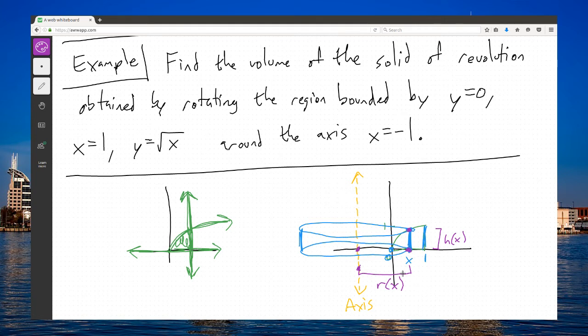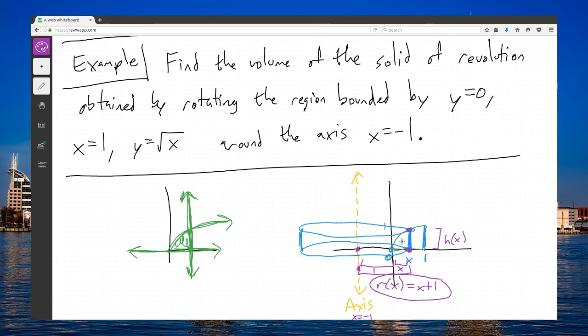Now for cylindrical shell method, radius is usually very easy. It's just a matter of taking x plus or minus the axis value. This axis has value x is equal to -1. So of course we know that this is x here. We know that this distance is 1. Distance from the y-axis to x is -1 would be 1. So my radius is going to be x plus 1. And that's pretty straightforward.